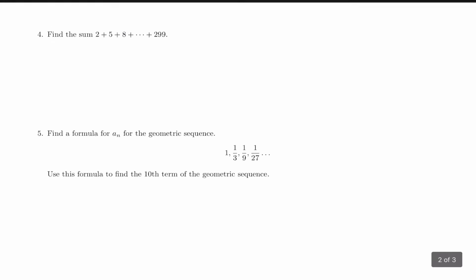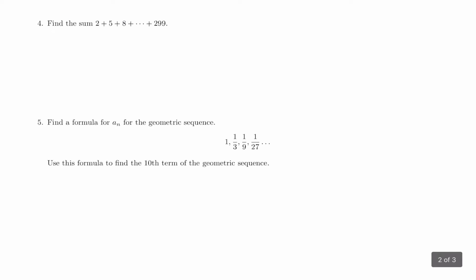Okay, so let's look at number 4. Number 4 just says find the sum. So how do we do that, right? When we find the sum, first we have to recognize what kind of sequence it is. Here we can see that we're adding by 3, so this is an arithmetic sequence. For an arithmetic sequence, we know that the formula is this one right here.